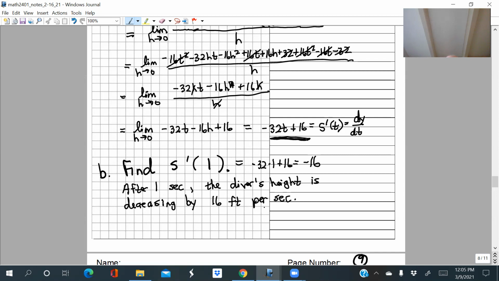Why is it only after 1 second? Why doesn't it start at 0 seconds? It does start at 0 seconds, Donna, but I just asked the question for 1 second. You already knew, by the way, what s prime of 0 was, without even using the formula, although we could get it from the formula too. But we were told what this was. Do you remember at the beginning of the problem, we were told what?